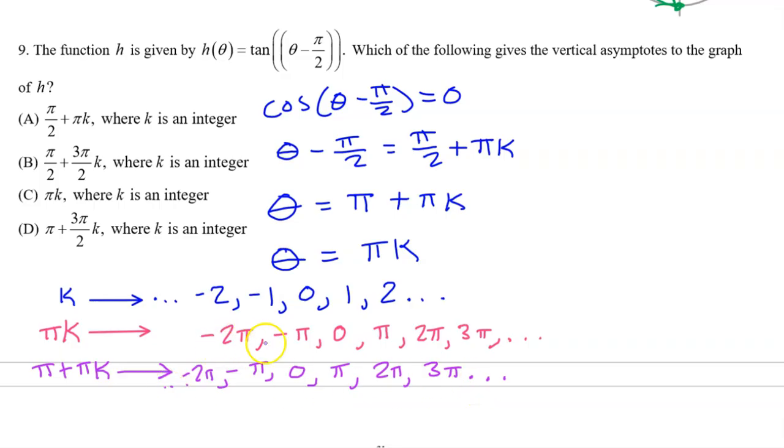So hopefully now you can see that pi k and pi k plus pi really represents the exact same set. In other words, pi plus pi k simplifies down to simply pi k. So the answer is C.